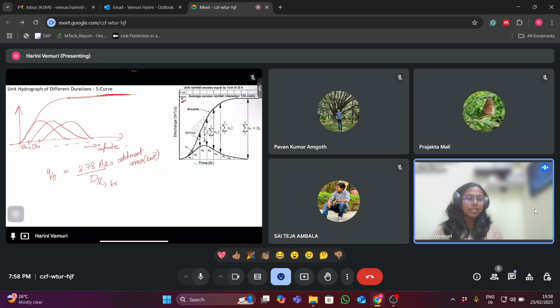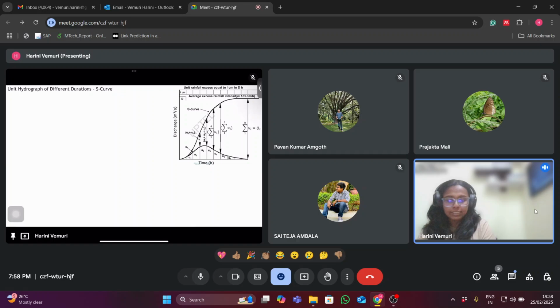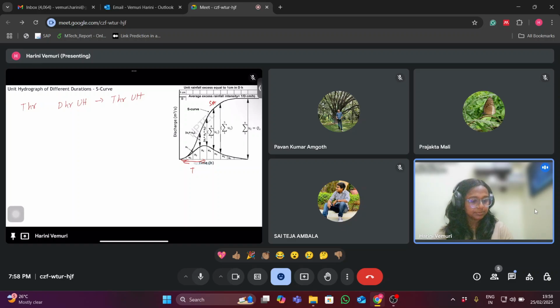Okay. So once we get the S-curve, suppose from a D hour unit hydrograph, we need a T hour unit hydrograph. What we will do is, we have an S-curve and we will just lag this S-curve by T hours, and draw one more S-curve. Suppose we call this SB.